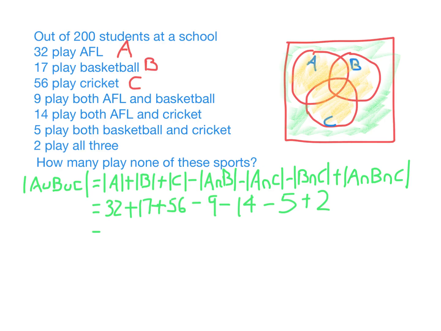So you can use your calculator if you like. That gives us 77. That tells us 77 different people play at least one sport. Therefore, the other 123 play none of these sports. All right, let's now look at a harder question.